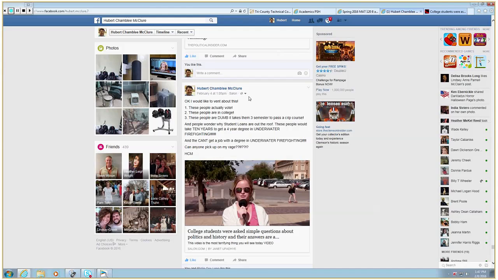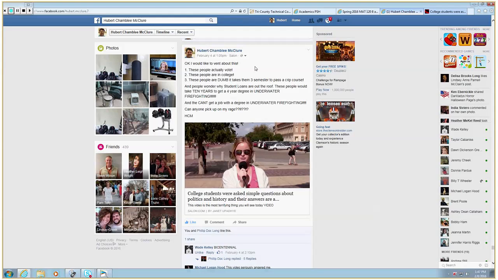Okay, I would like to vent about this. These people actually vote. These people are in college. These people are so dumb, it takes them 3 semesters to pass a crip course. What's a crip course? An easy course.